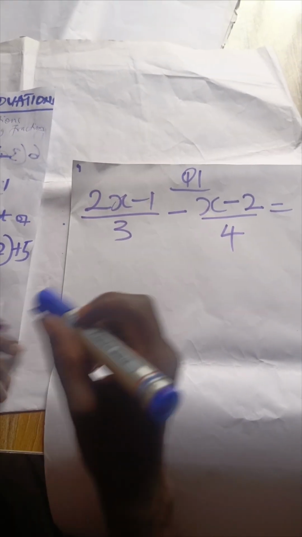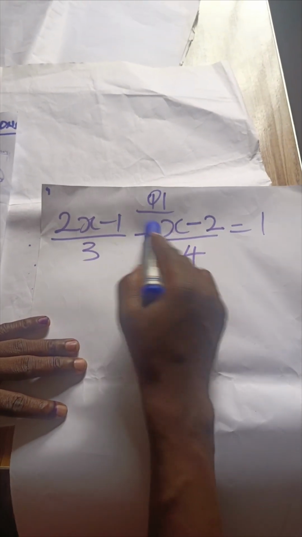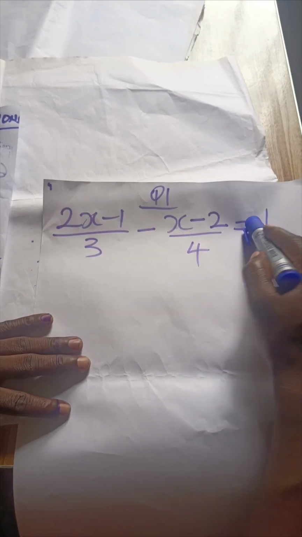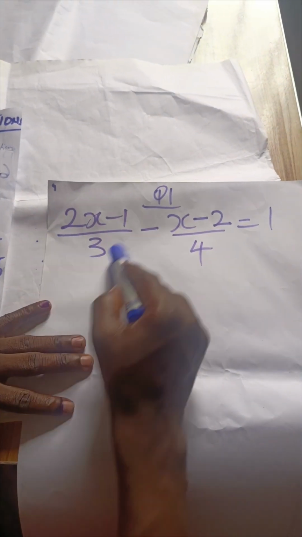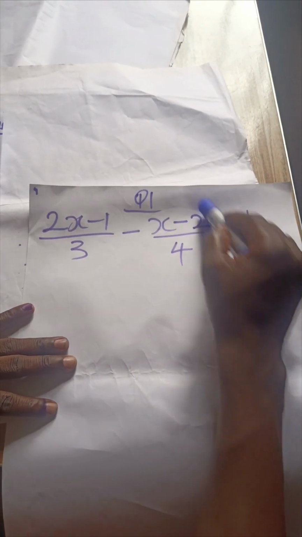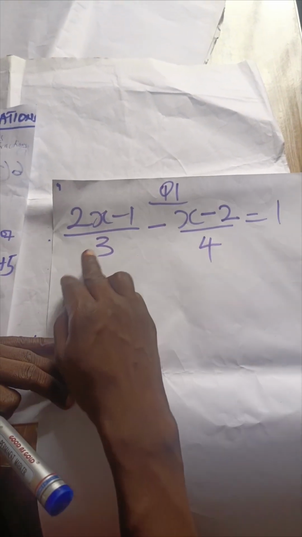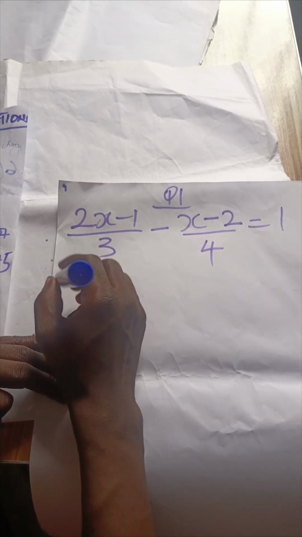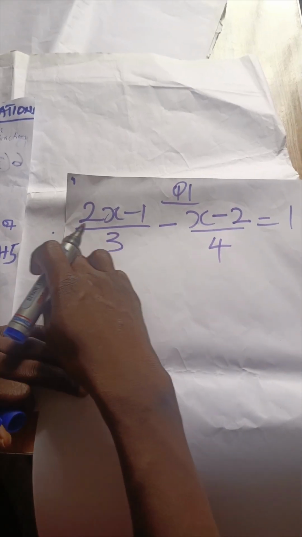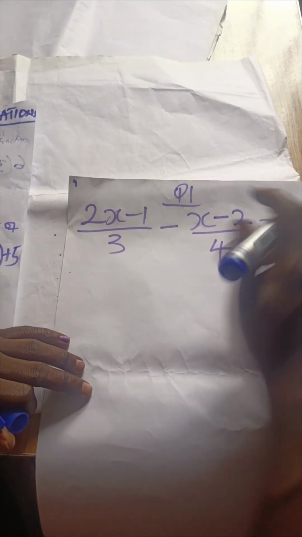Now we have 3 terms here. When we talk of a term, it is being separated by negative, minus, plus, and equal sign. So this is one term, this is another term, and this is another term. So we have 3 terms here. So we are going to first find our LCM of the denominators, which is 3 and 4. And our LCM is going to be 12. So you are going to use this 12 to multiply through by the terms in this expression.